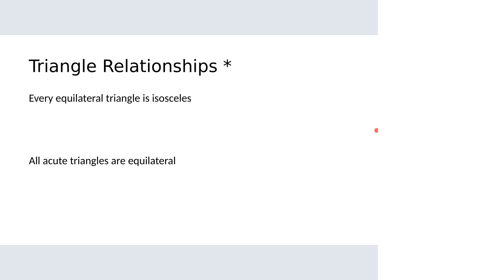Same approach as before. Can I find a counterexample? If I can find a counterexample, then I'm going to say false. If I convince myself in my search for a counterexample that this has to be a true statement, then I'll just go with true.